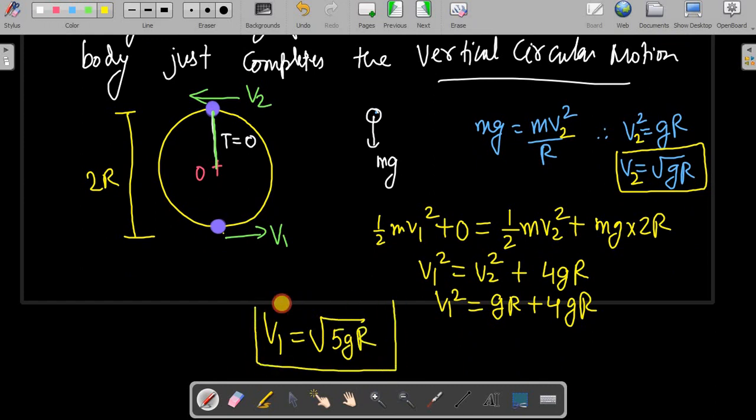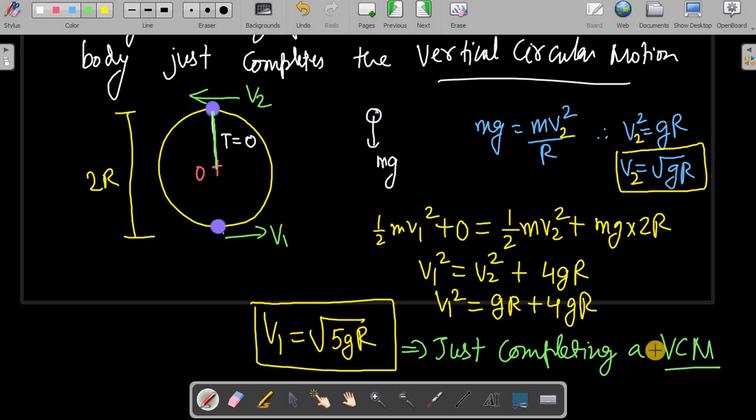So the condition under which it can undergo just a complete circular motion is this. If V is less than root 5gr, it will not complete the circular motion. So this is the condition for just completing a VCM, vertical circular motion. At any point, at any angle, we can calculate the critical velocities. Now let us take some case studies here.